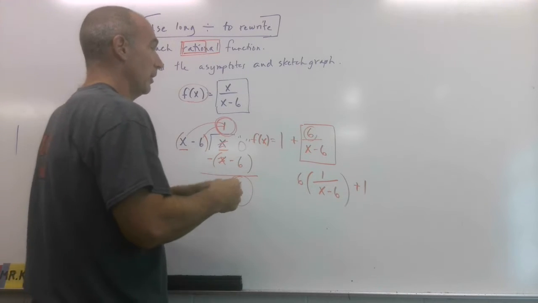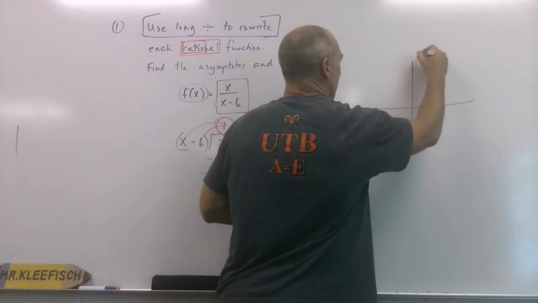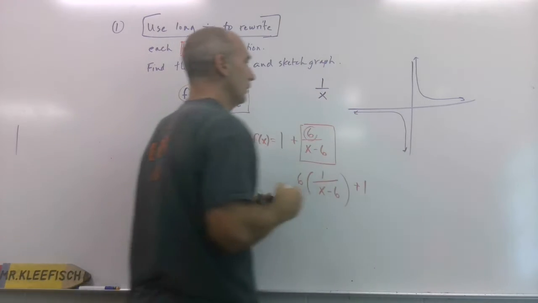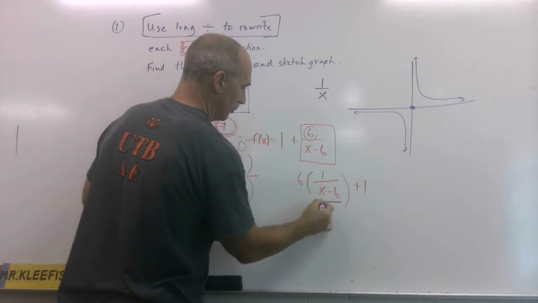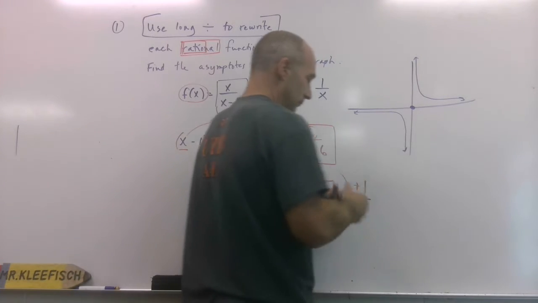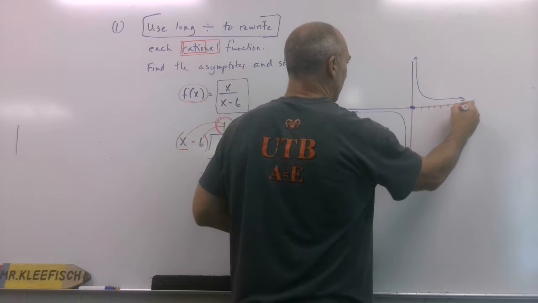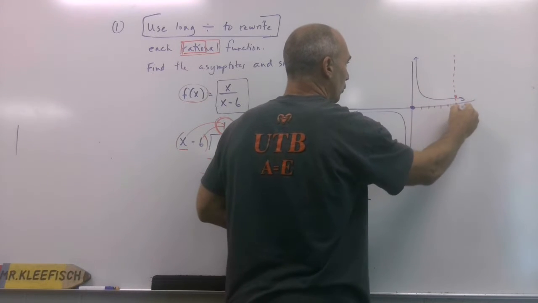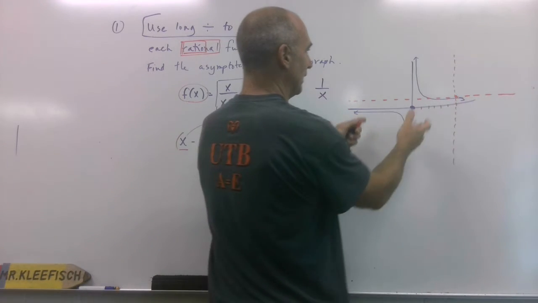So the parent function is 1 over x. We know what that looks like. Looks like this, ish, this, ish. So what do we have to do then? Well, we have to realize it really does have a center. We're going to move the center right 6, up 1. So, different colored marker for you. 1, 2, 3, 4, 5, 6. Up 1 would be somewhere in here. So my new y-axis is here, my new x-axis is here, and now I just duplicate it.